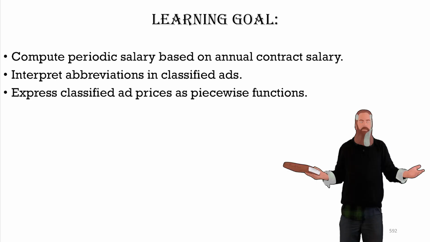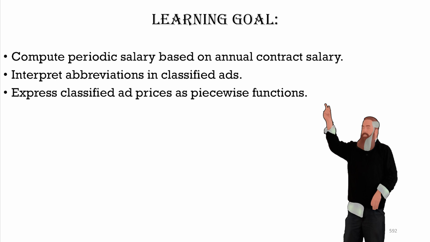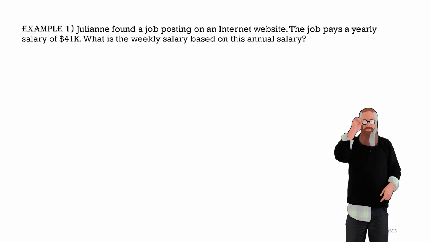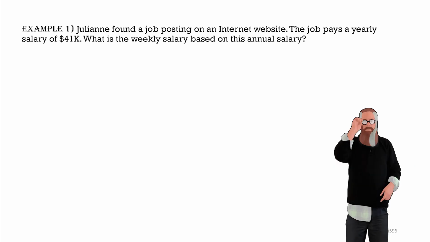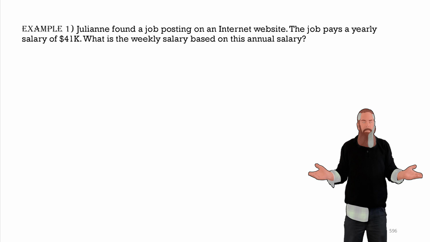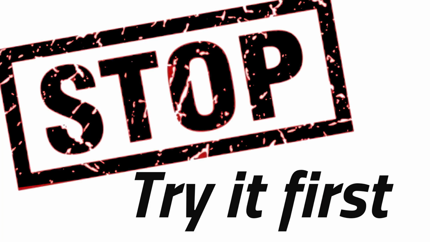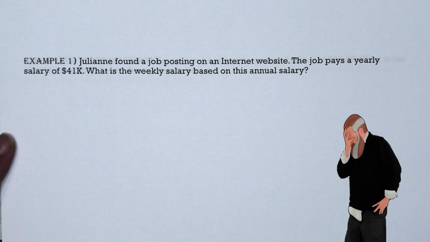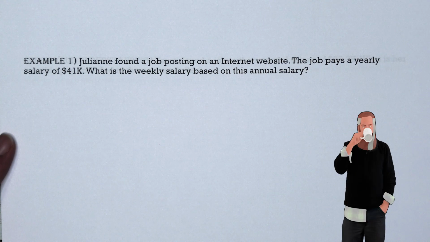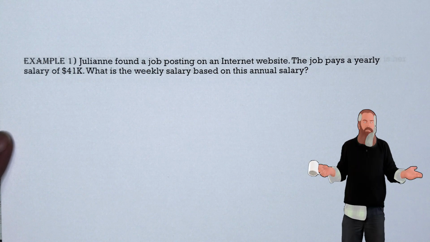So let's compute periodic salaries based on an annual constant salary. Julianne found a job posting on an internet website. The job pays a yearly salary of $41,000. What is the weekly salary based on this annual salary? So Julianne must interpret 41K. The K stands for thousands. Julianne multiplies to compute the annual salary.